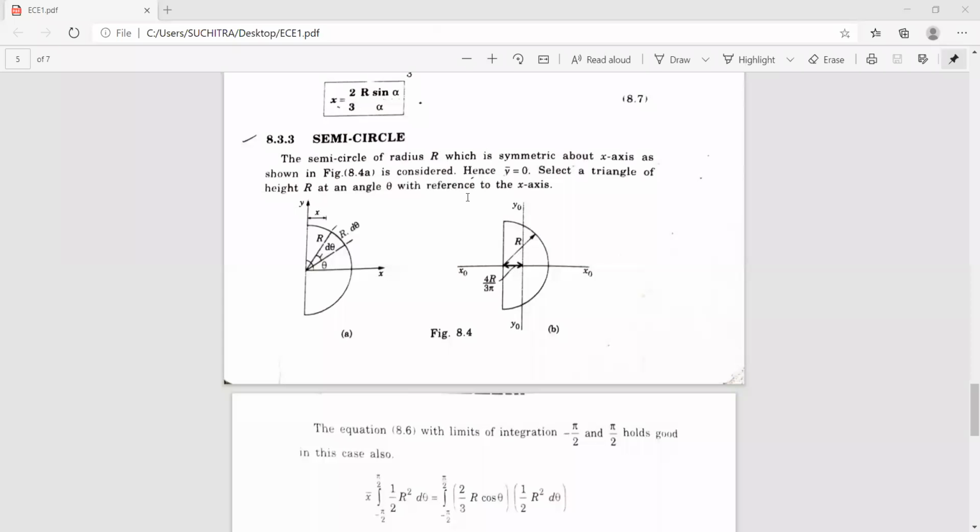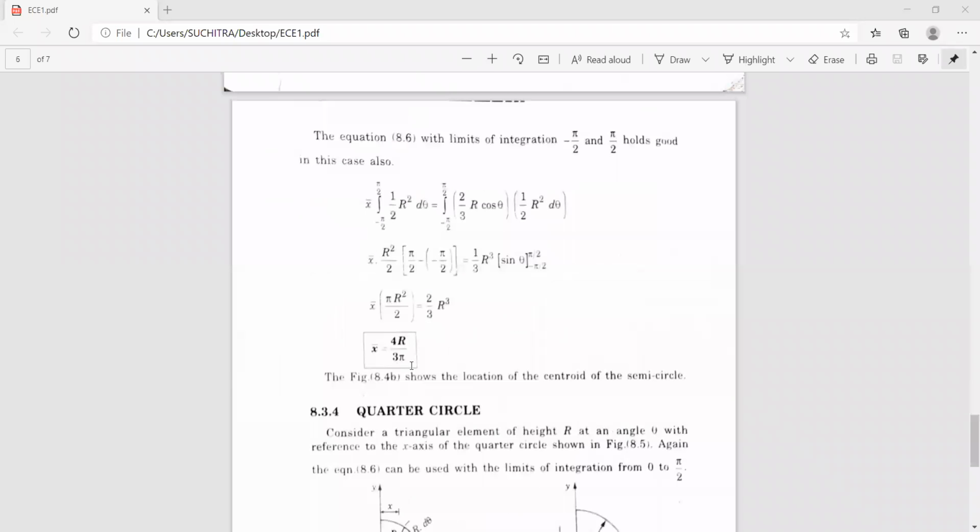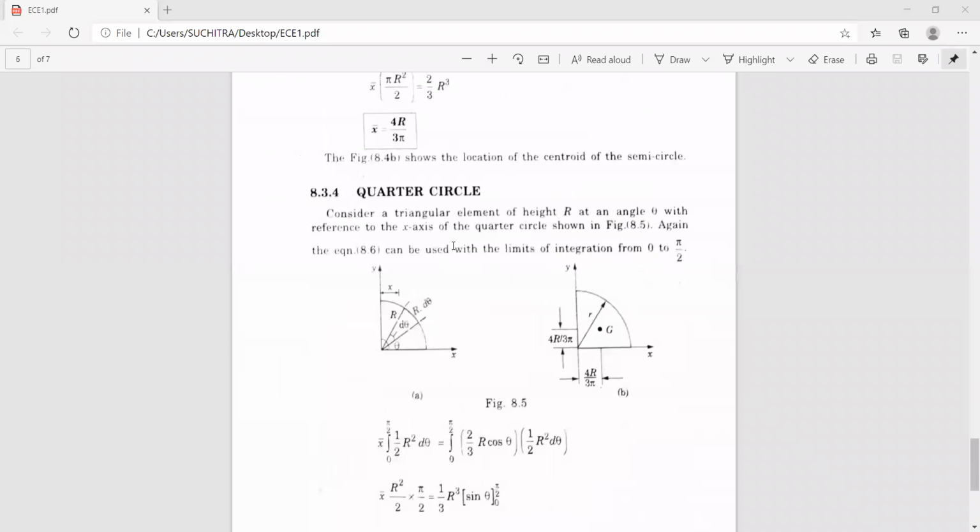So this is the method of integration by which we can calculate the centroid of the given semicircle about any axis, whether it is symmetrical about x or y axis. The centroidal distance will be 4r by 3 pi. Next, we shall discuss how to calculate the centroid of a given quarter circle.